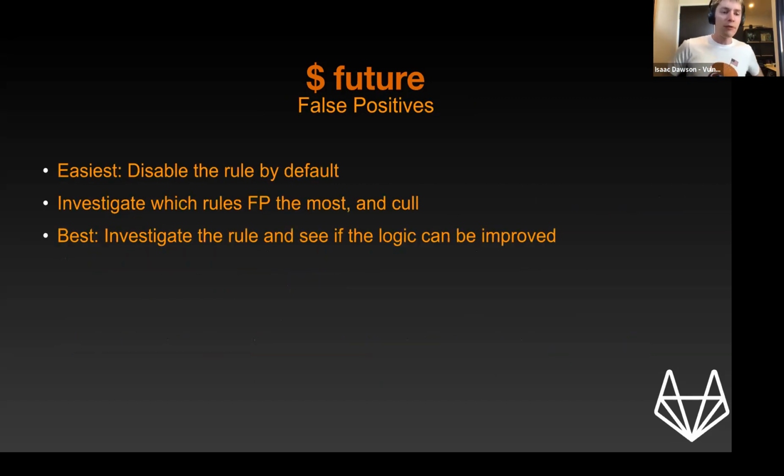So for false positives, the easiest solution is just disable it. This obviously cannot be done in a lot of cases. We might need to do communication with people that we're going to disable it. The process for this is to really investigate which of the rules FP the most and then just remove them or set up some sort of deprecation timeline for it. The best is to really investigate the rule, look at the logic in the plugin and see if it can be improved, and then push a patch upstream to get it patched to not FP as hard or as much.